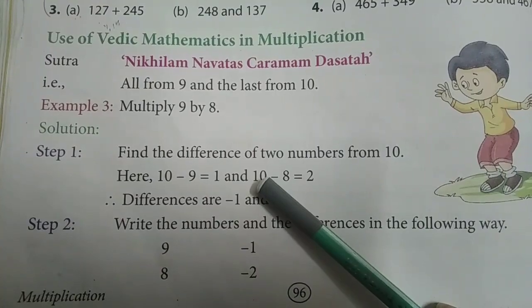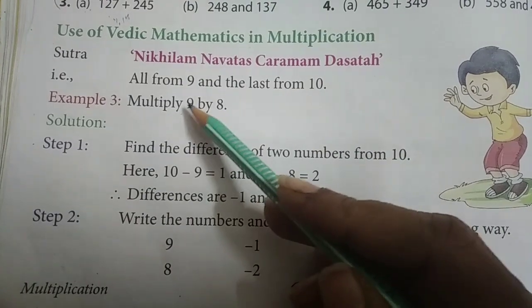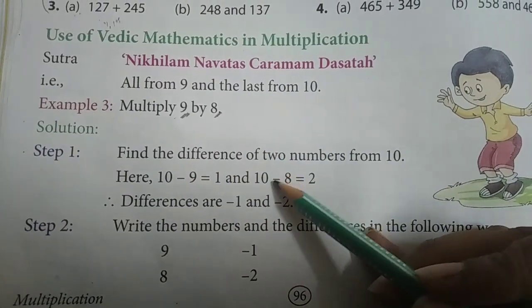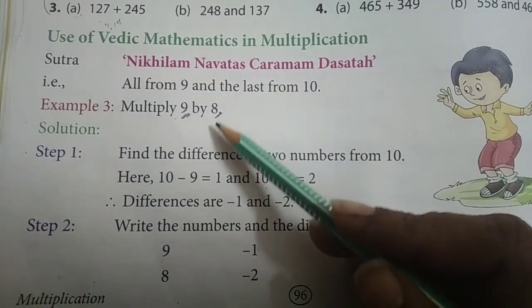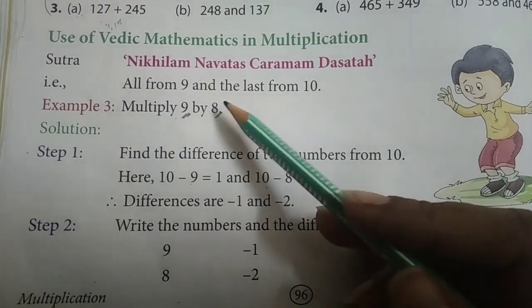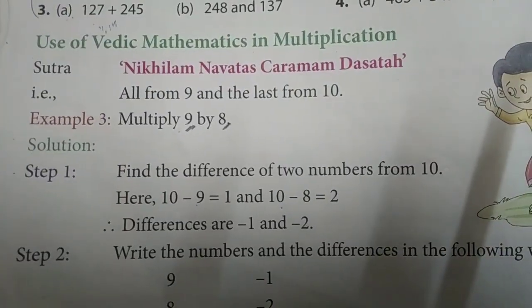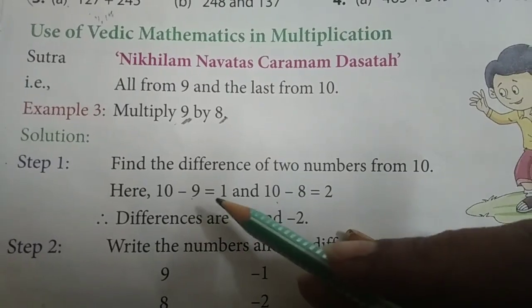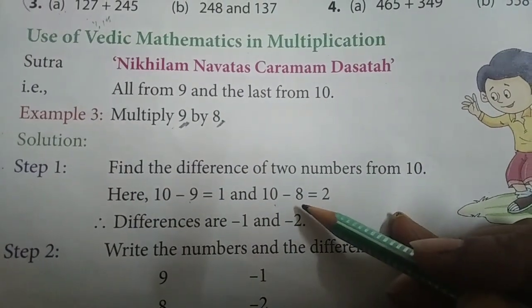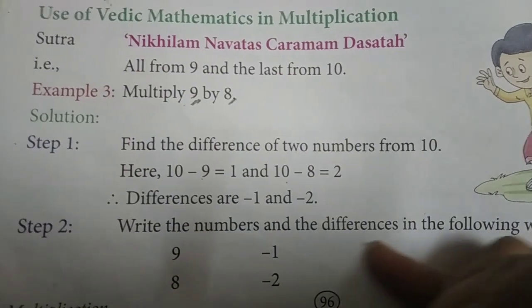Only one digit we have, so we have to subtract from 10. First we do 10 minus the first number, then 10 minus the second number. So 10 minus 9 equals 1, you have to write 1. 10 minus 8 is 2, you have to write 2. Got the first step? First, we have to find the difference of the two numbers from 10. That means 10 minus 9, 10 minus 8.